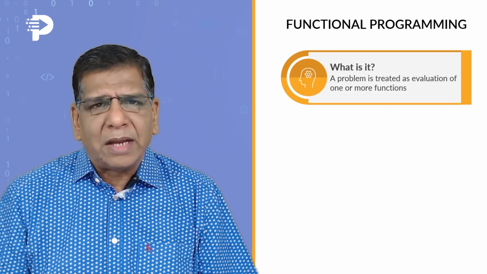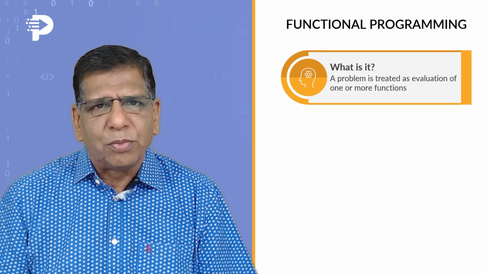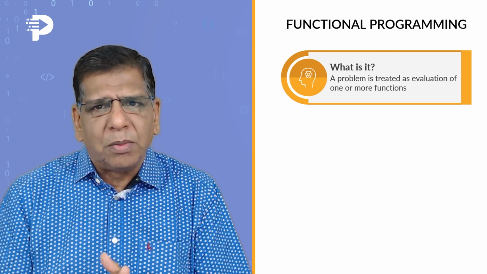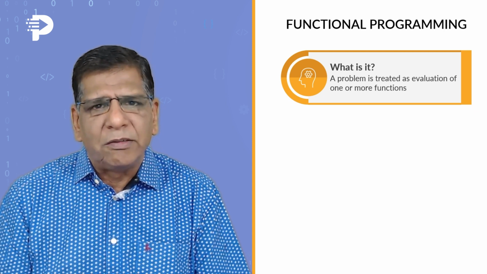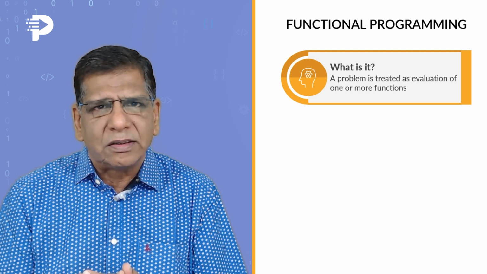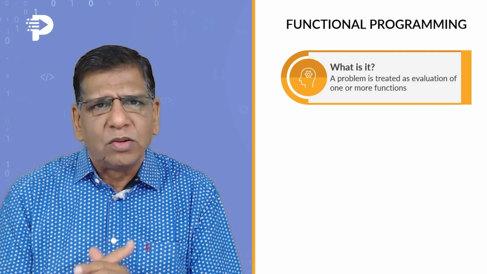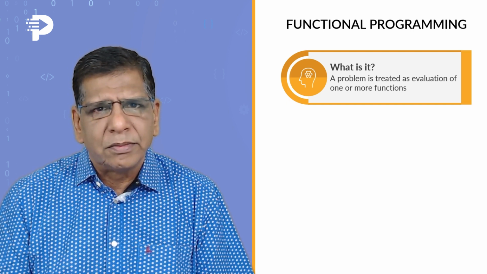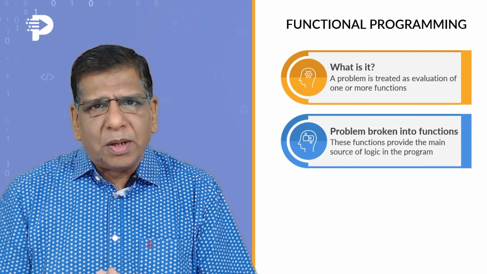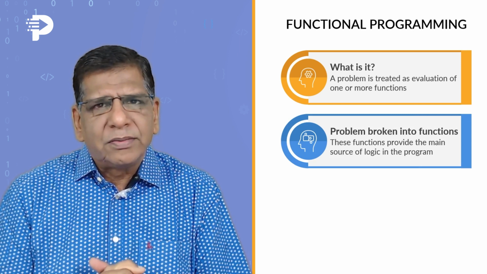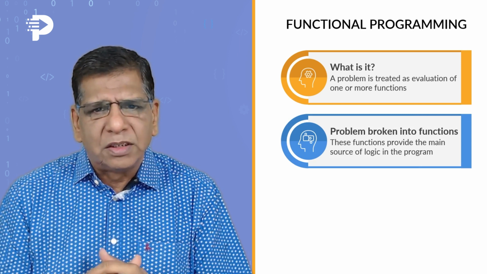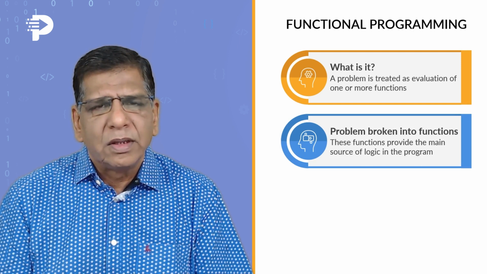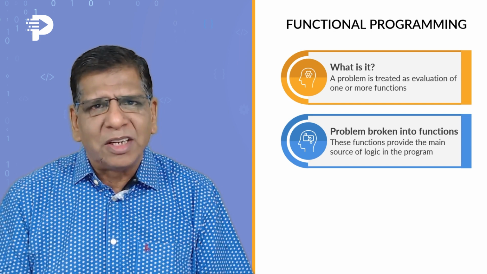We got to begin by asking ourselves what really is functional programming. Well, the answer is that a given problem is treated as if it's an evaluation of one or more functions. So everything centers around a function. That is why the name functional programming. Given a problem, it is broken down into functions, and these functions are the basic inspiration or the source of logic within the program. Best way to understand functional programming is through a program.